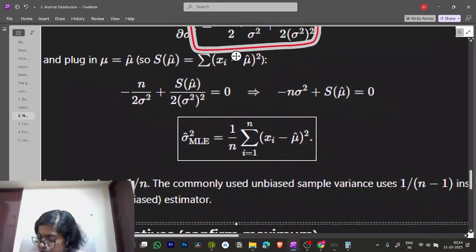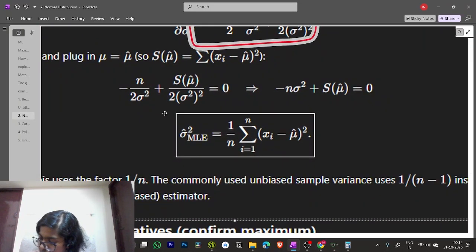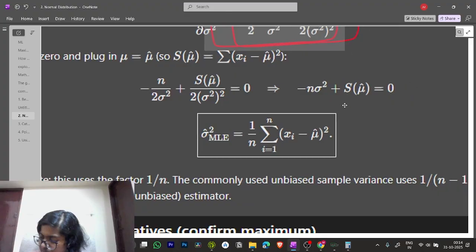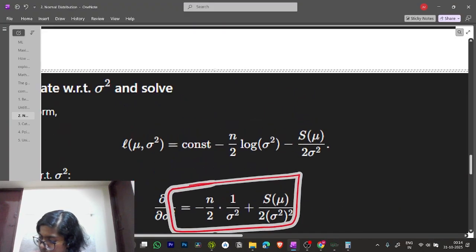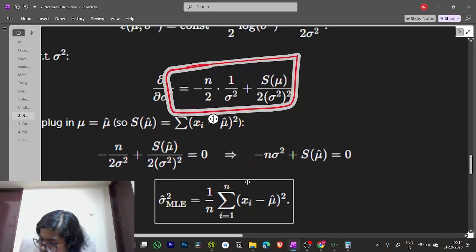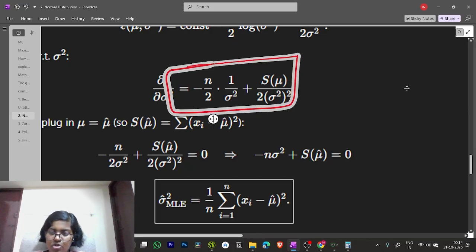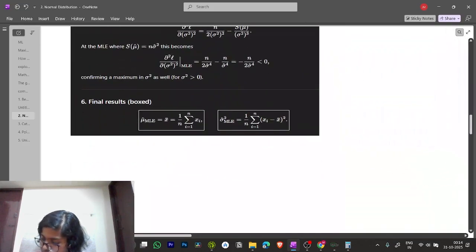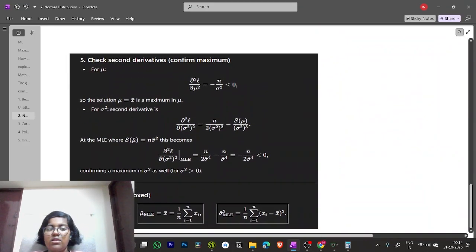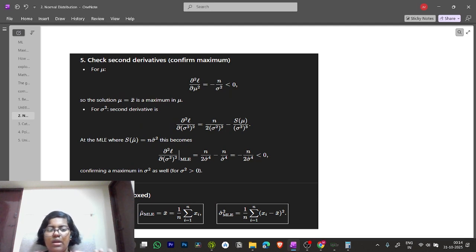We are equating it to 0, and we get sigma square, the maximum value of sigma square can be 1 by n summation 1 to n xi minus mu to the power whole square. Now we can find the second derivative to confirm if this is the maximum. If it is less than 0, we confirm it as maximum. If it is greater than 0, we confirm it as minimum. This is the concept of local maxima and minima, which is a mathematical concept.